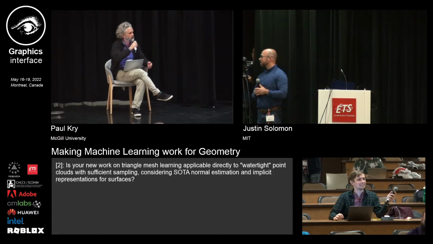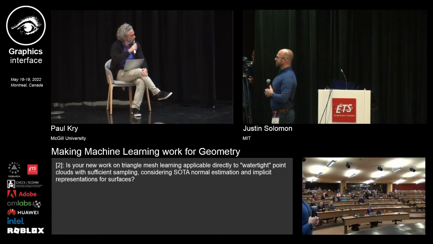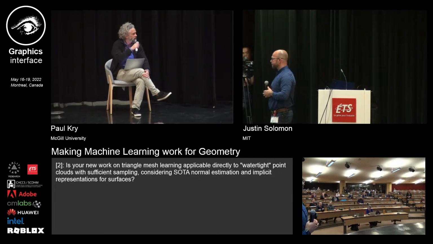All right, one last quick question before the next part of the program. A question from Min on the Discord: Is your new work on triangle mesh learning applicable directly to watertight point clouds with sufficient sampling, considering SOTA normal estimation and implicit representations for surfaces?